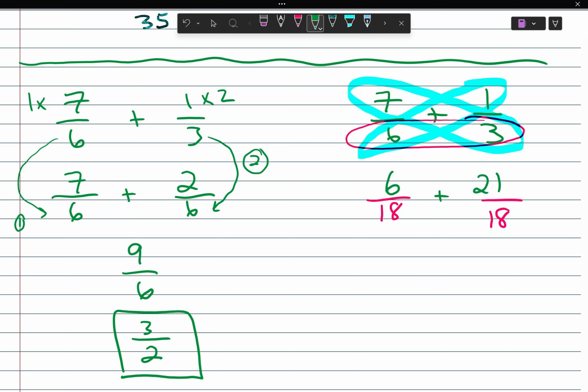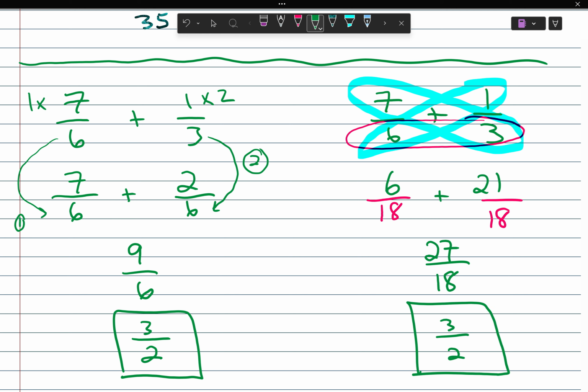They have 18 as the denominator, so you're going to write them both over 18 and just add the 21 and 6. So that gives you what? 27. And now you still have to reduce all fractions, so you say to yourself, maybe 9 can go into 27 and 18, right? 9 can go into 27 3 times, 9 goes into 18 twice, right?